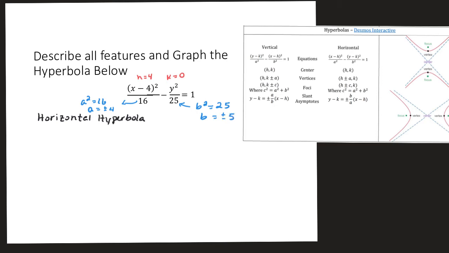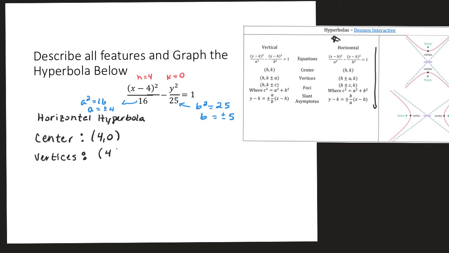Going down my list of features, and again, this is a horizontal hyperbola, so I'm going to be looking down my horizontal list for my features. The first thing after the equation that I can find is the center. The center is at (h, k), so in this case, (4, 0). I can find my vertices. Because it is a horizontal hyperbola, I'm going to add my A value on and subtract my A value from my center horizontally. So it's (h plus and minus a, k).